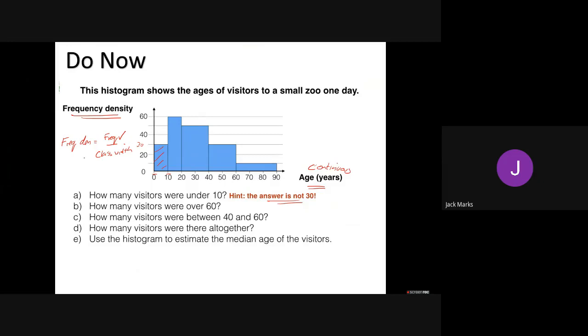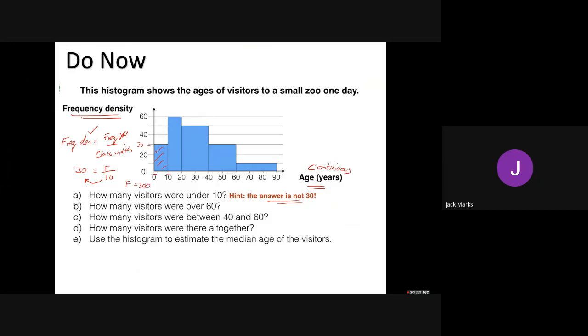So if I fill this in, the frequency density, which is 30, is the frequency divided by 10. And I could rearrange and answer 300.